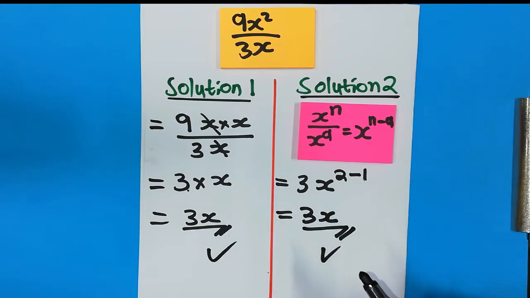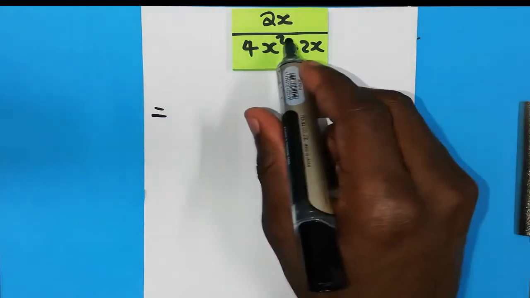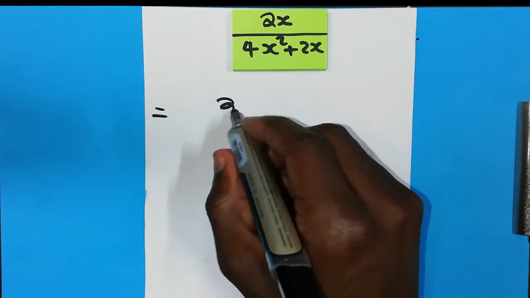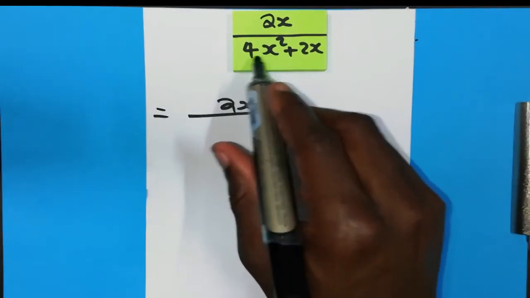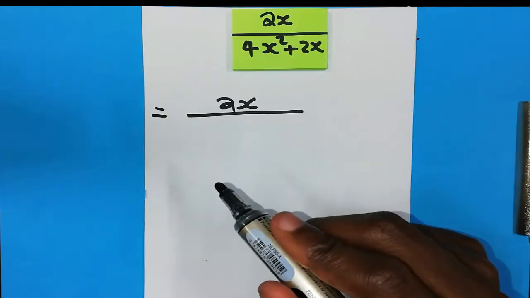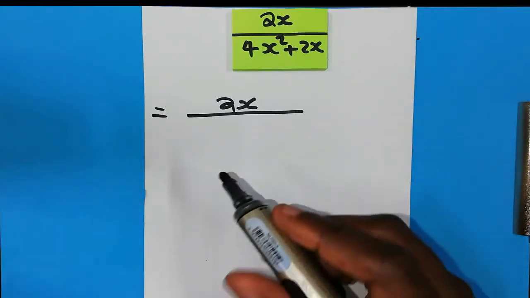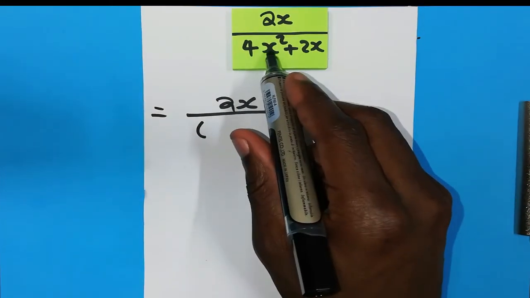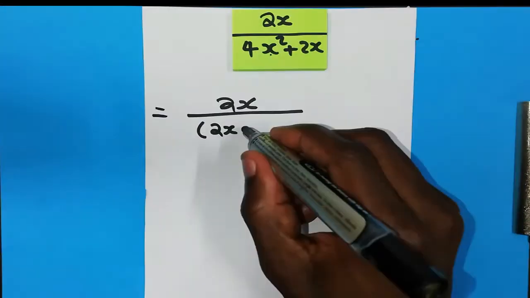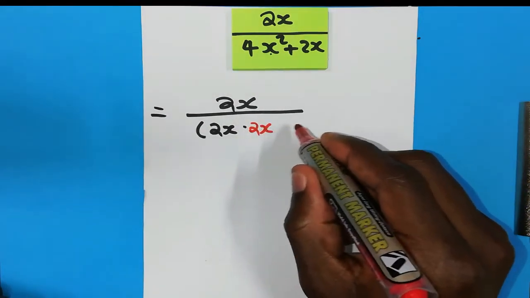All right, now let's move to the last one. Here's the last one. So I've got 2x over 4x squared plus 2x. Okay, so what I'm going to do is to write 2x as it is in the numerator and factorize the denominator. I've linked a video on how to factorize. If you haven't watched it before, please go watch it and you can come back and continue. So how do you break down 4x squared? 4x squared, you can break it down like 2x multiplied by 2x. Let me write it like this: 2x plus 2x.